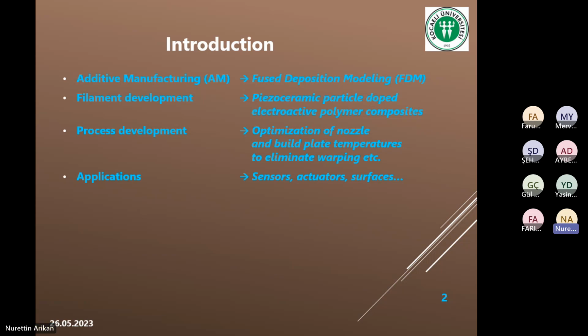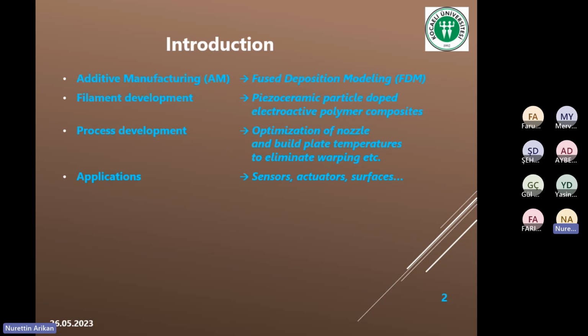And it's possible to classify additive manufacturing methods in different groups. We can give examples such as SLA, stereolithography, or FDM, fused deposition modeling, as well as selective laser sintering, and so on. In total, there are 7 for some groups, 8 additive manufacturing methods, but fused deposition modeling, also known as fused filament fabrication, is perhaps the most well-known method of additive manufacturing.